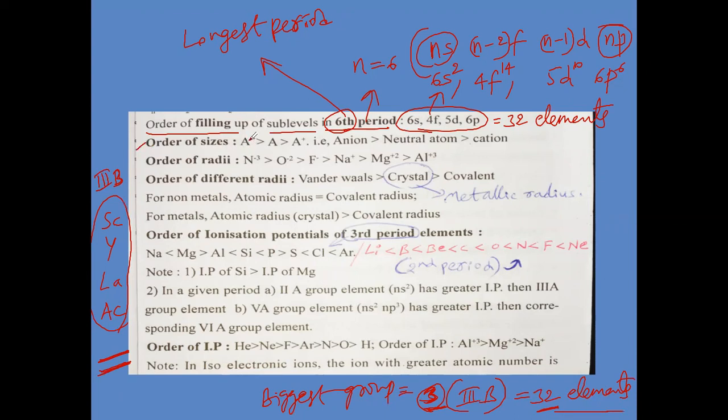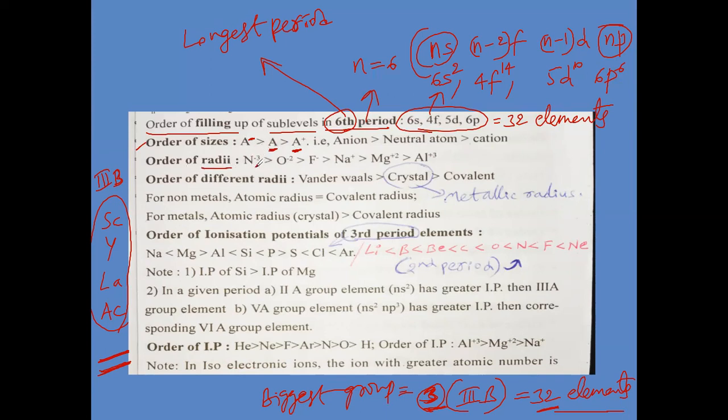Next, again, order of sizes. Now it is anion, it is neutral atom, it is cation. Anion size will be larger than the neutral atom, the parent atom. Parent atom size will be larger than the cation.